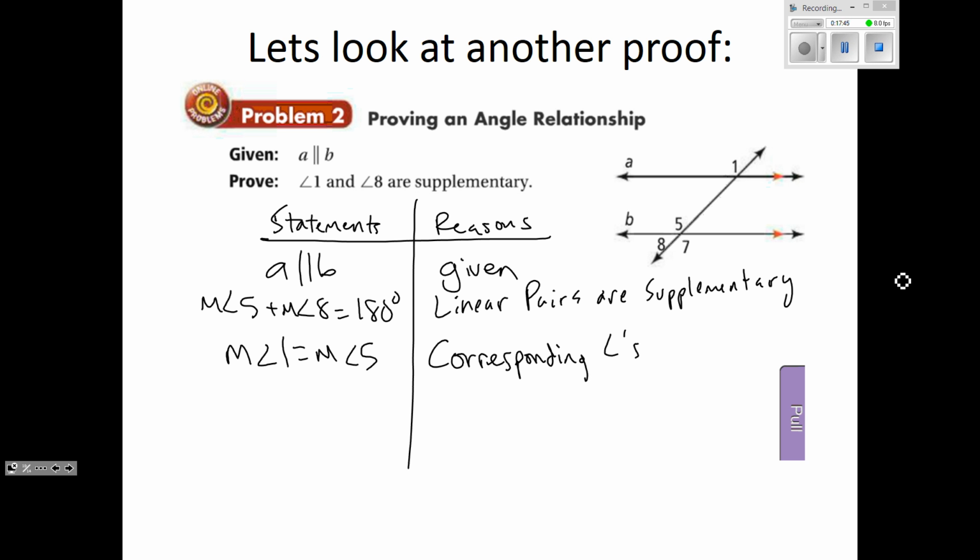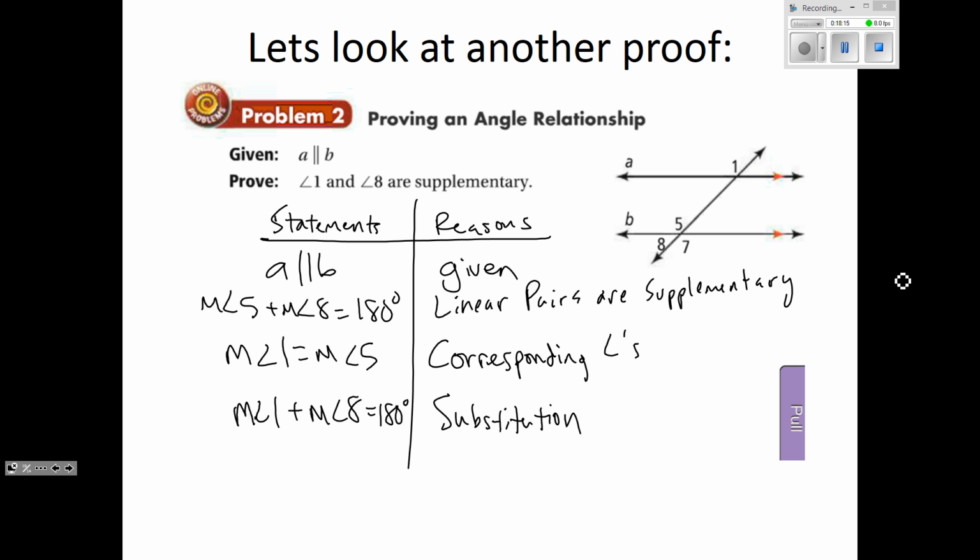So what can we do next, Cassidy? Yeah, we can use substitution. And what am I substituting in particular? Yeah, we know angle 1 is equal to angle 5, so I'm going to substitute it into my equation. So measure of angle 1 plus measure of angle 8 equals 180. And again, Cassidy already said we did that by substitution. Okay. Now, I'm not quite done yet, right? My final statement was that angle 1 and angle 8 are supplementary.